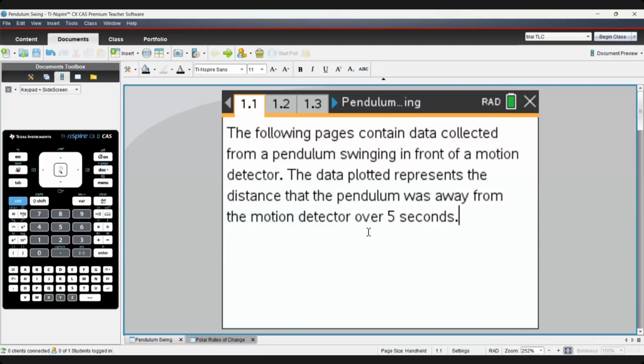I'll pull this up. Like I said, I have it on Nspire, but this could just as easily be done on the 84. So Todd, are you able to see my screen? Yep, you look great. Perfect.